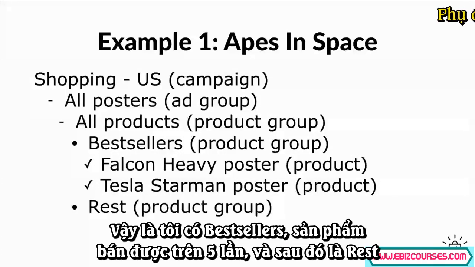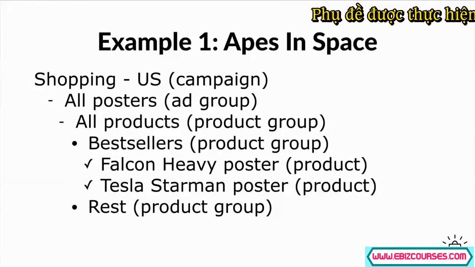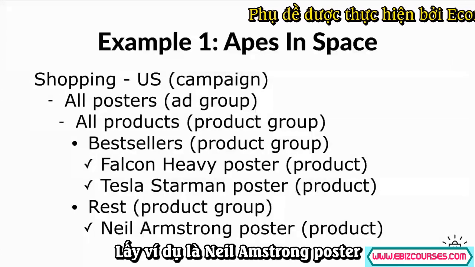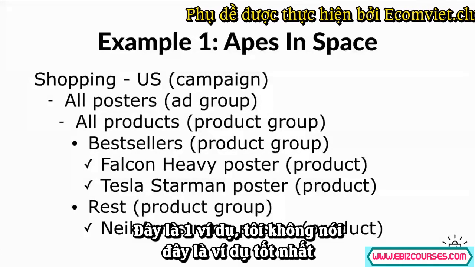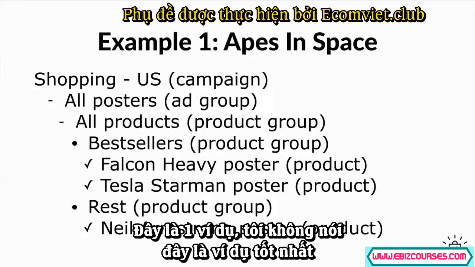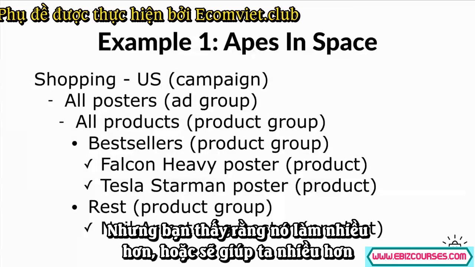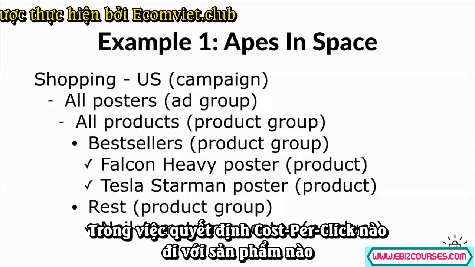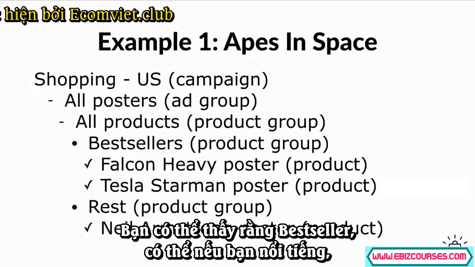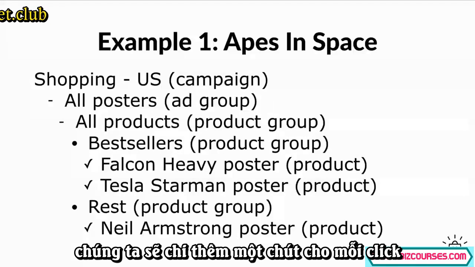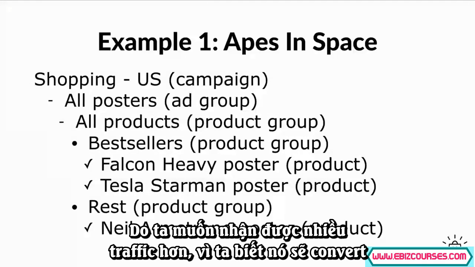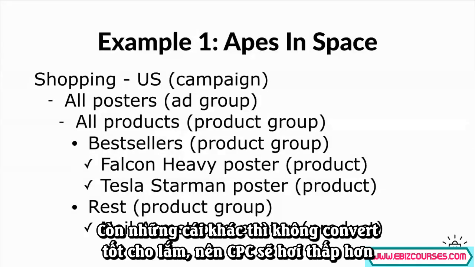And then I have the rest. So I had bestsellers, which sold 5 times or more. And then I have the rest, which didn't sell that well. And there, for example, you have the Neil Armstrong poster. Well, this is an example. I'm not saying this is the best one, but you see that it already will help us a lot more in deciding which cost per click to assign to which product. You can see that the best sellers, if they're popular, we're probably going to be spending a little bit more for each click because we want to get a lot of that traffic because we know it converts. While the other ones don't convert that well, so the CPC might be a little bit lower.